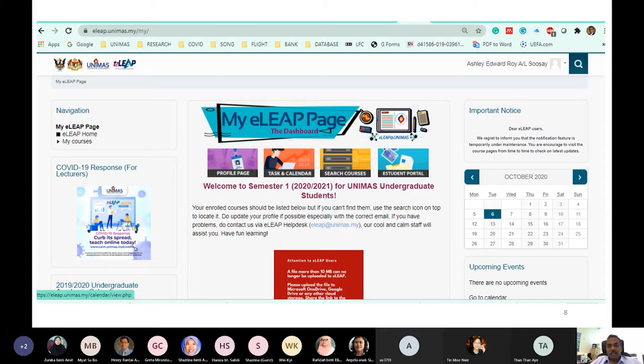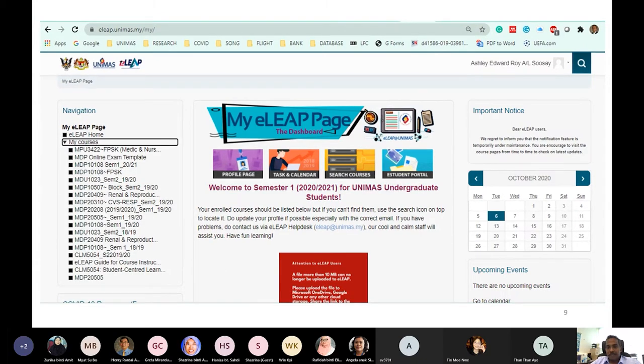The one thing which you can't see very clearly, but what it basically tells you, or cautions everyone who uses my eLEAP page, is that you cannot upload any file that is bigger than 10 megabytes. Previously, we could do 100. Now, we have limited it to only 10. If you scroll down this page, it will give you the alternative things that you can do to overcome the problem. This is just to highlight the basic things about eLEAP.